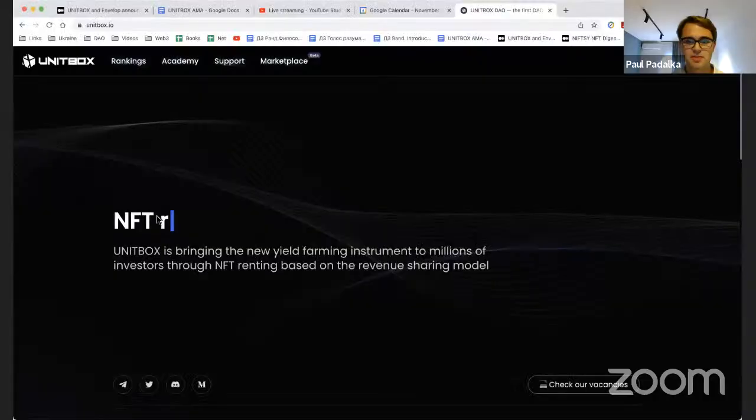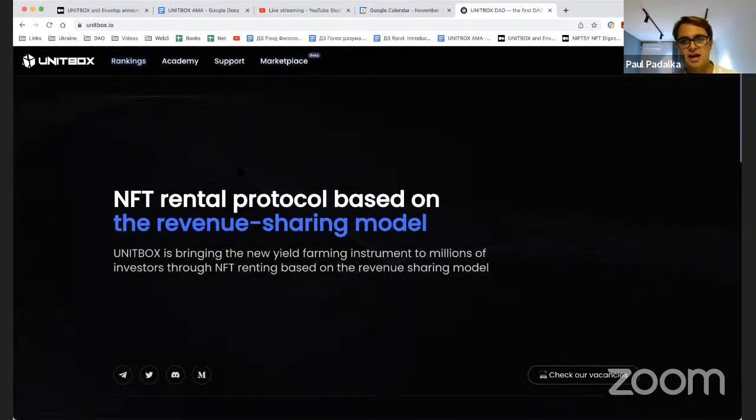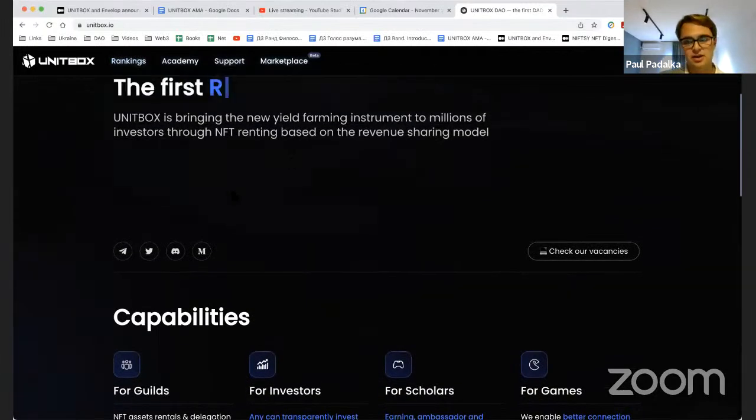So what is the Unitbox project about? Paul, tell us briefly. All right, we're the first rent-to-earn solution, providing a flexible rent-to-earn solution possible with any NFT standard and blockchain. By linking millions of NFT owners and players, Unitbox Protocol creates a unique high-yield investment product based, of course, on NFT rental for the whole GameFi, NFT, and DeFi communities.